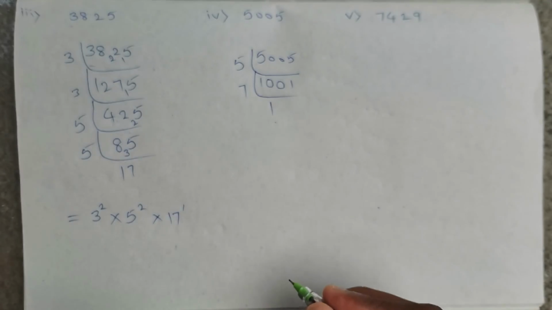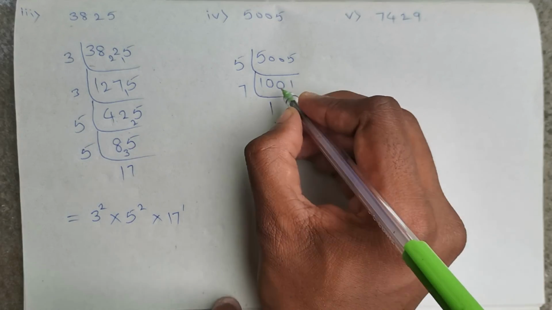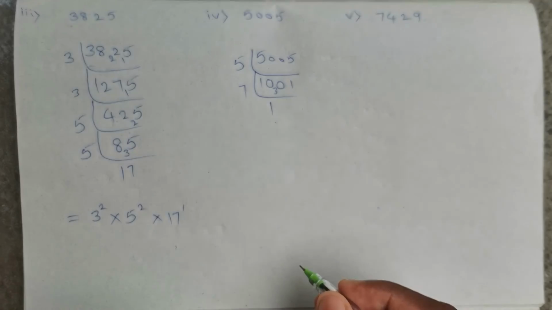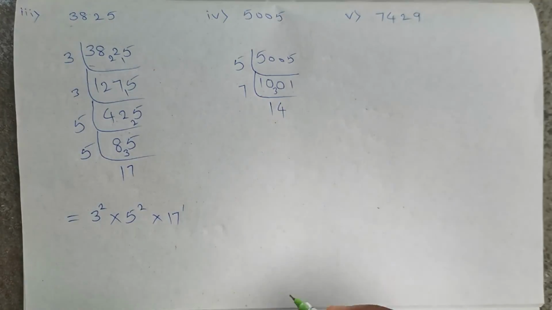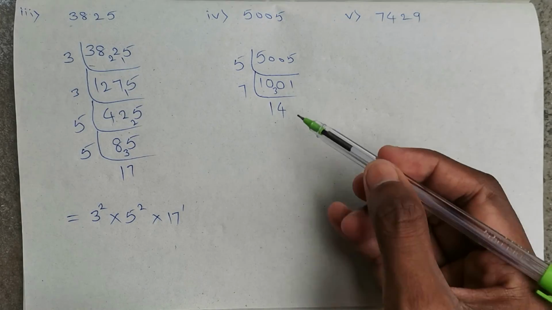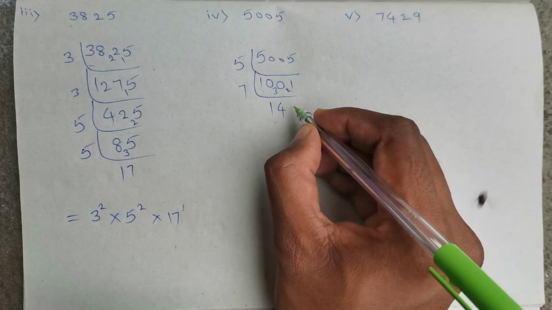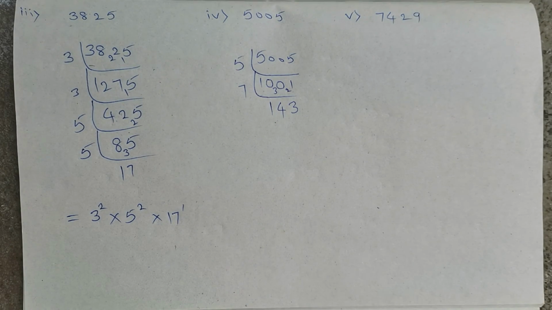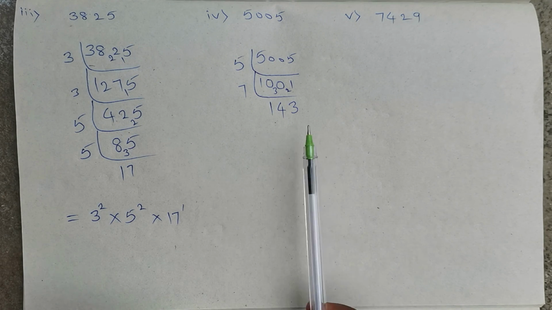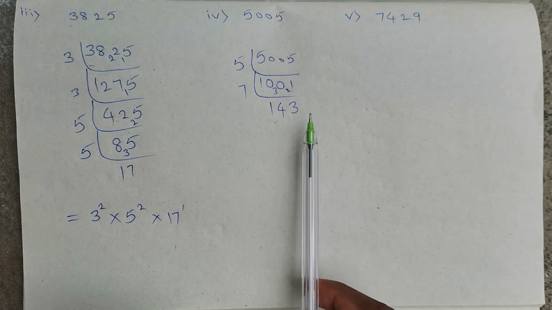7 ones are 7. From 10, 7 completed means 3 will remain, so it will become 30. 7 fours are 28. From 30, 28 completed means 2 will remain, so it becomes 21. 7 threes are 21. Now 143. It won't come in the 2 table, 3 table, 5 table, or 7 table.